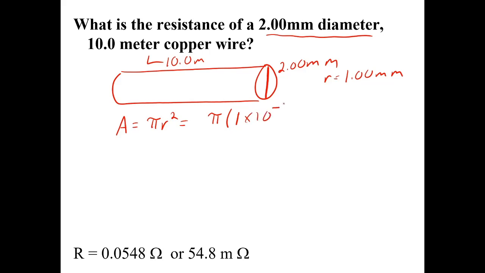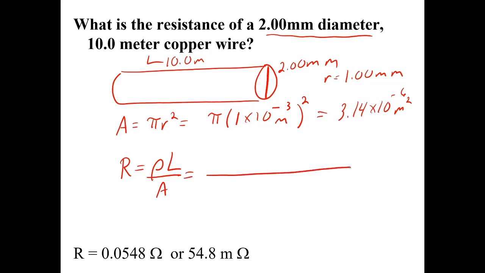1 times 10 to the minus third meters. We're going to square that. So it's going to be a really small number. The minus third squared equals, times pi, 3.14 times 10 to the minus 6 square meters. Now we can get the resistance, which is rho L over A.